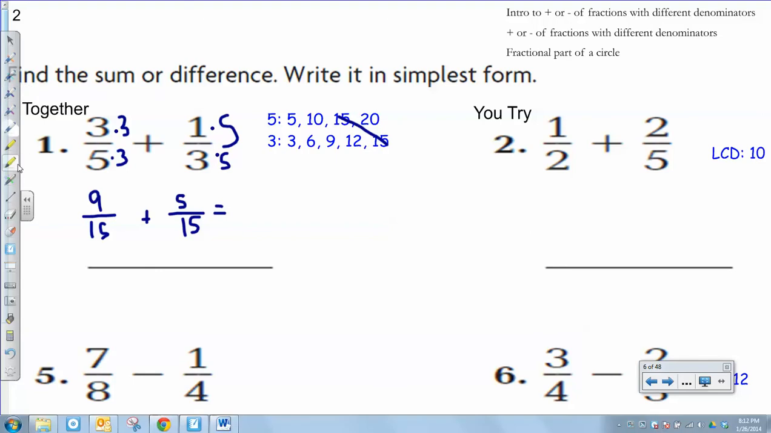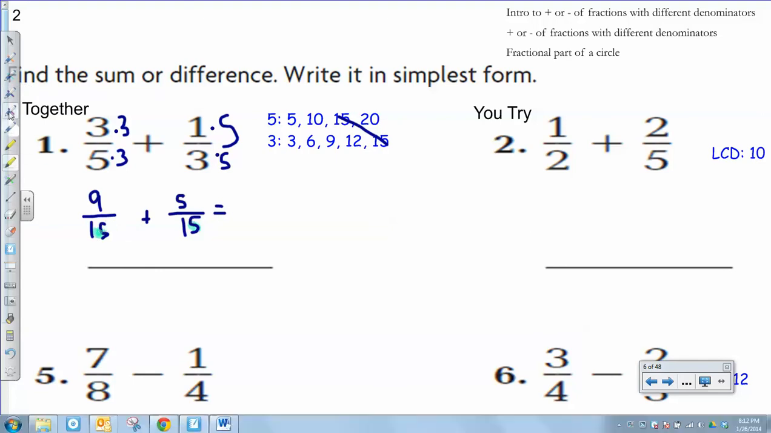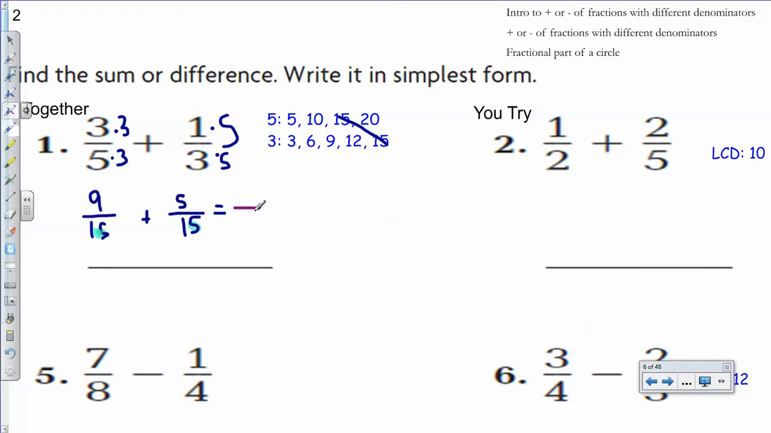Now my denominators are the same. They're both at 15. So now I'm ready to add my top numbers. So 9 plus 5 is 14. So 14/15 should be my final answer.